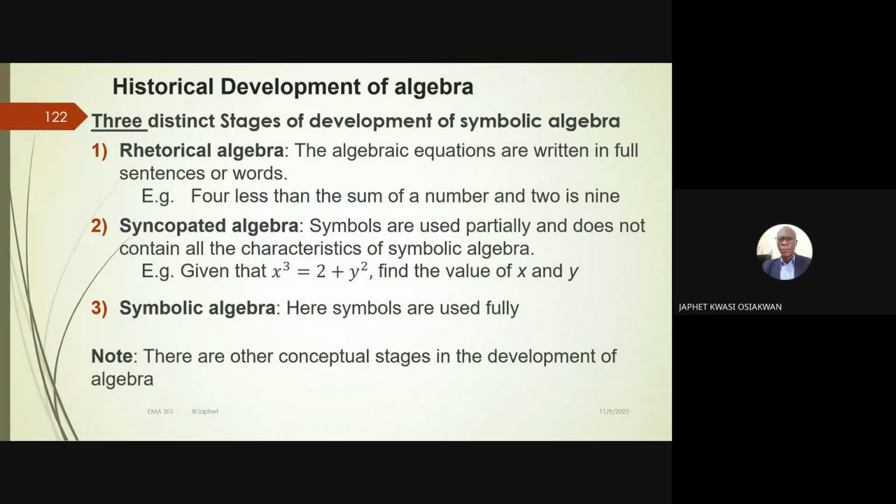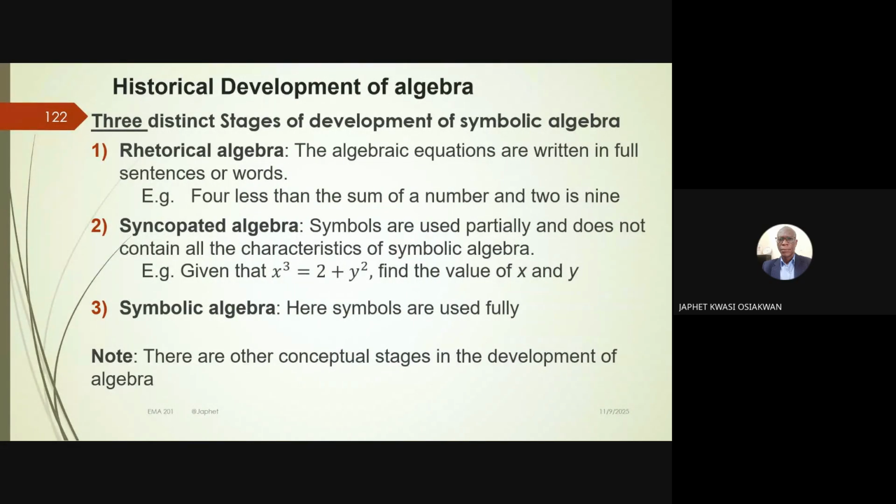So I'm saying that in history, algebra has developed through 3 stages. The first one is what we call the rhetorical algebra. Remember, I said that those days, they didn't have the symbols and the numbers, so they were working in words. So the rhetorical algebra is when equations are written in full sentences or words. For example, 4 less than the sum of a number and 2 is 9.